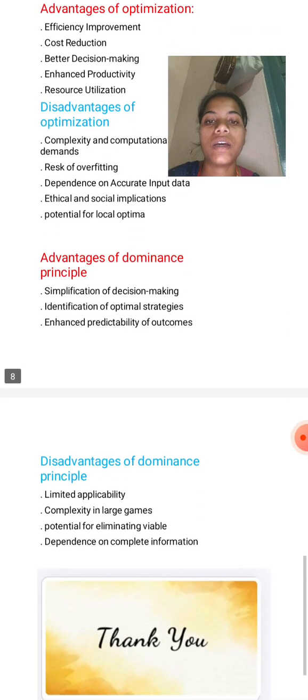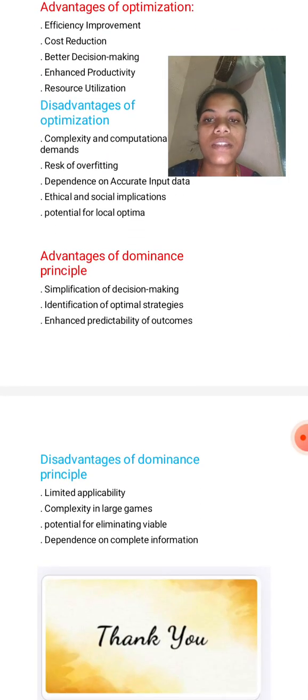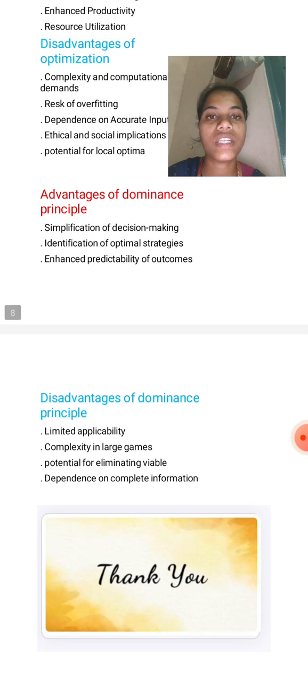So when it comes to the dominance principle, the advantages include simplification of decision making, identification of optimal strategies, and enhanced predictability of outcomes. These are some of the advantages of the dominance principle. So when it moves to the disadvantages of the dominance principle, there is limited applicability. It has limited applicability for the problem, and complexity in large games. So it is very difficult to use in large games. That is the dominance method.